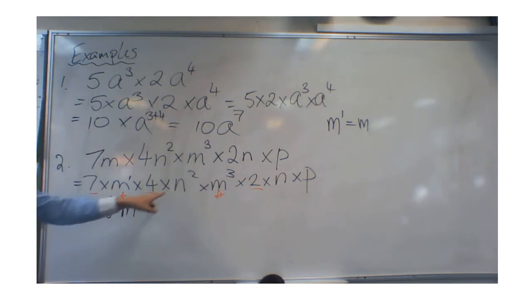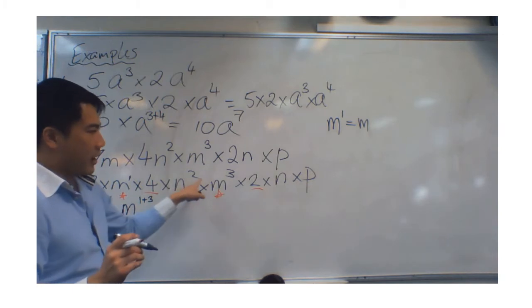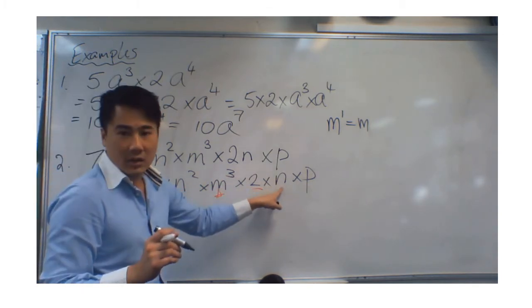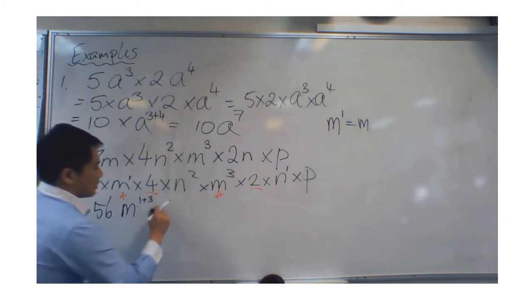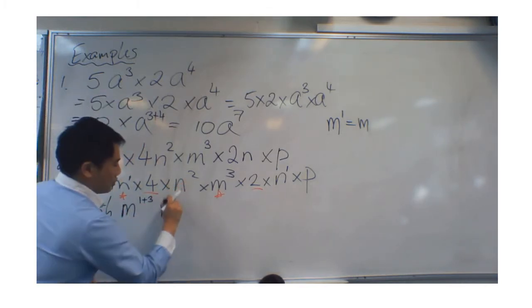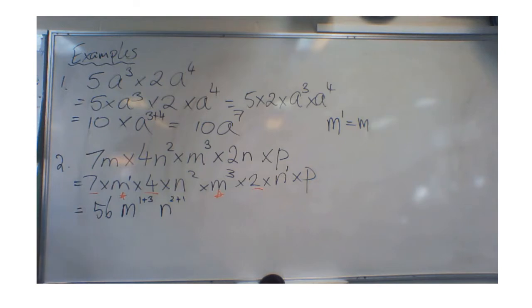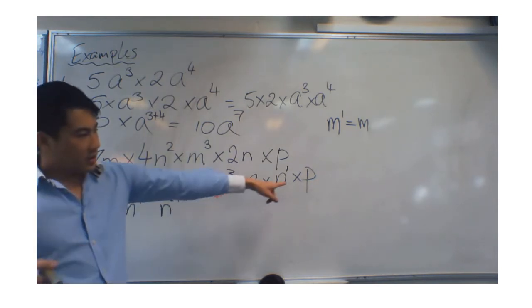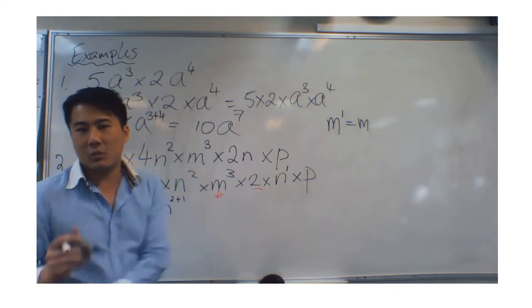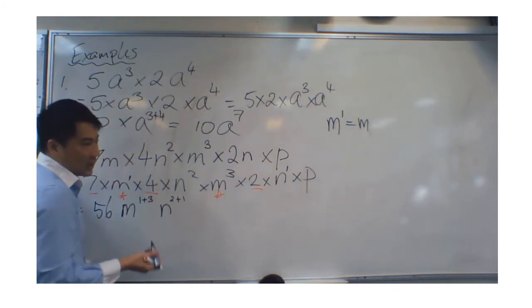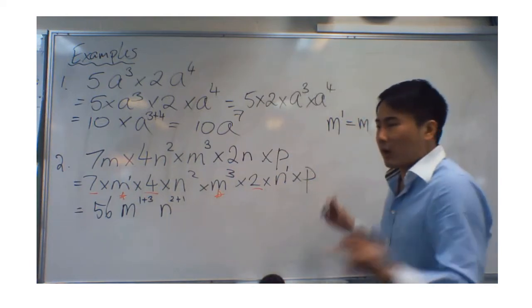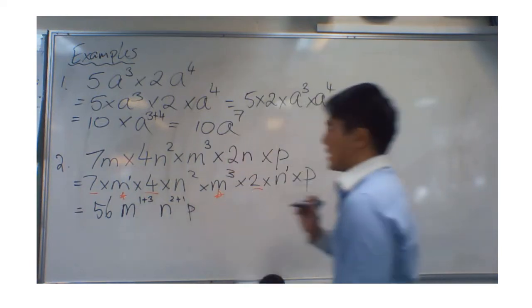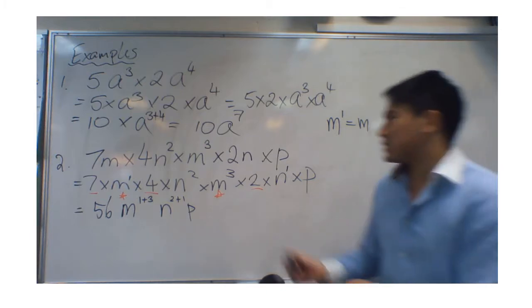Let's look at what else. I have got the n's, so I've got n to the power of 2 times n. N is just n to the power of 1. Alright? So that becomes n to the power of 2 plus 1. Am I missing something? Yes, I am. I'm missing this loner at the back. We still have to multiply by the p, even though it has got no friends, it's got no similar items. We still have to multiply. So p, clean this up a little bit.